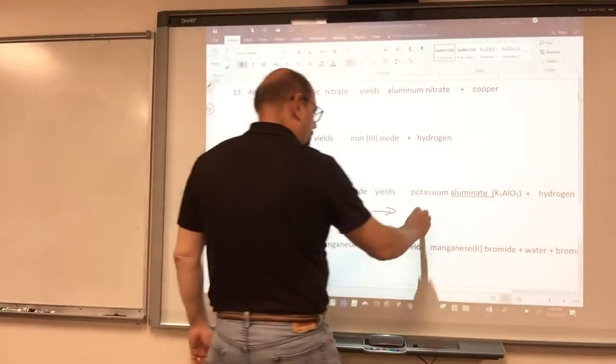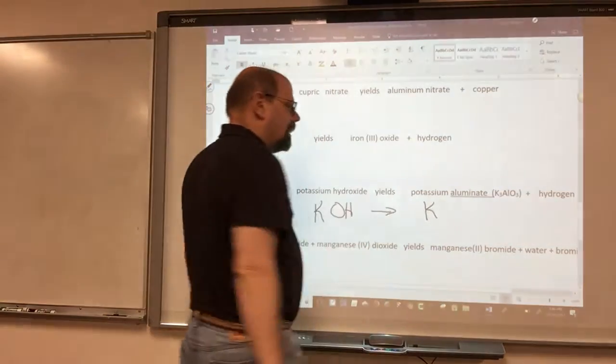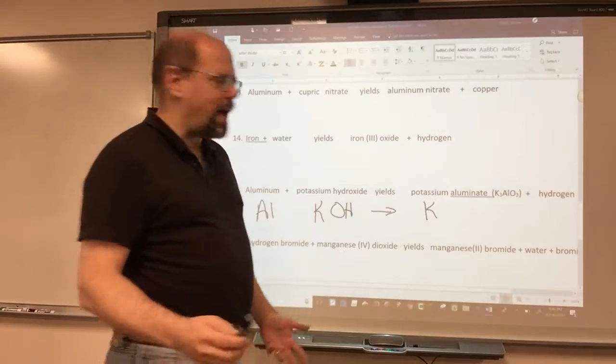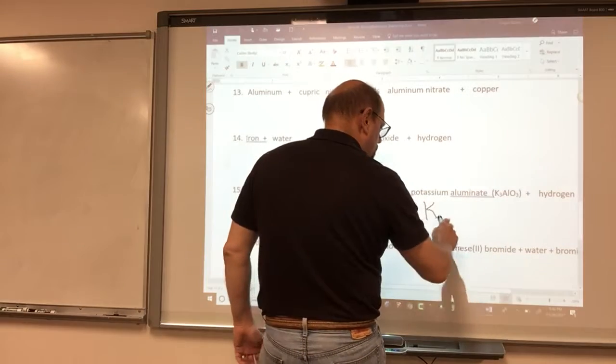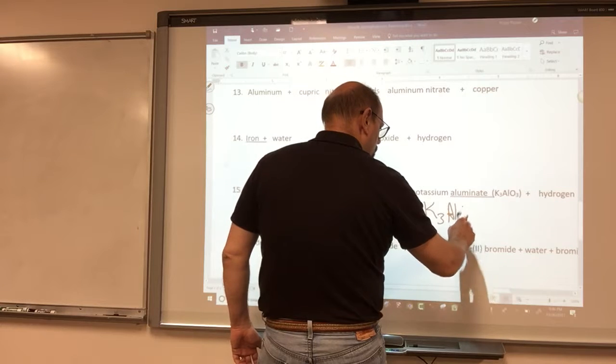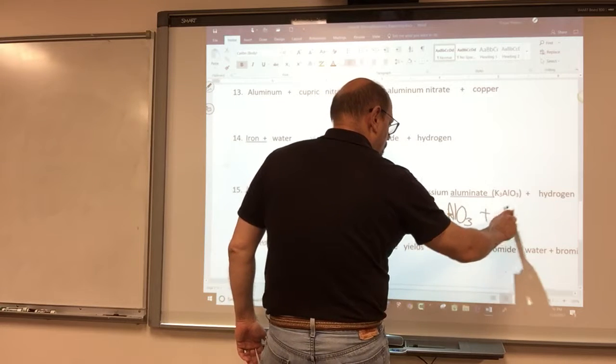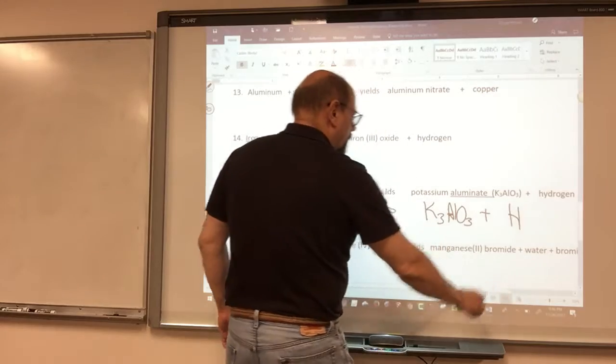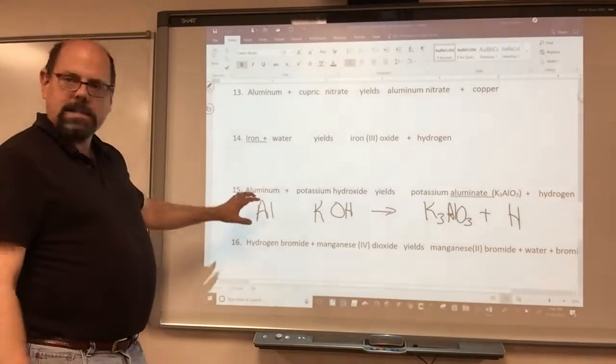Now I'm going to go to potassium again, and I have no clue what aluminate is. I don't even think it's on the back, but I've given you a symbol for it. Okay, so that's going to be K3, AlO3, and you're going to have hydrogen left over there. All right, now let's balance each one.